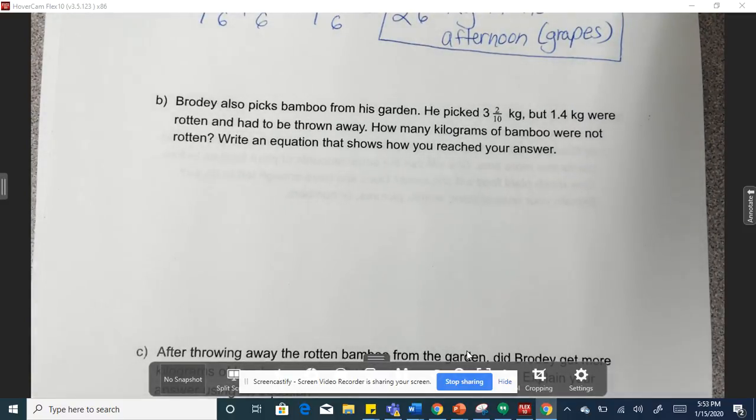Brody also picks bamboo from his garden. He picked 3 2/10 kilograms, but 1 4/10 kilograms were rotten and had to be thrown away. How many kilograms of bamboo were not rotten? Write an equation that shows how you reached your answer.